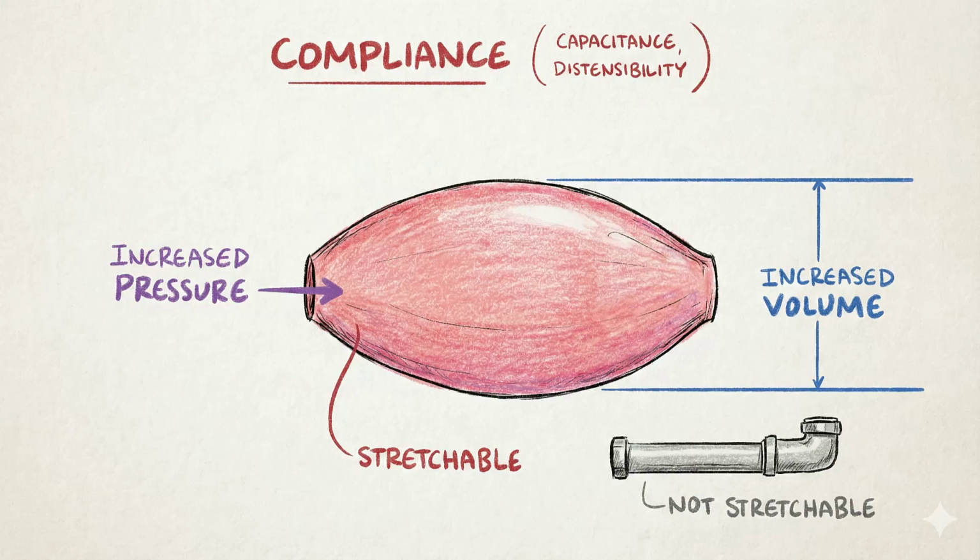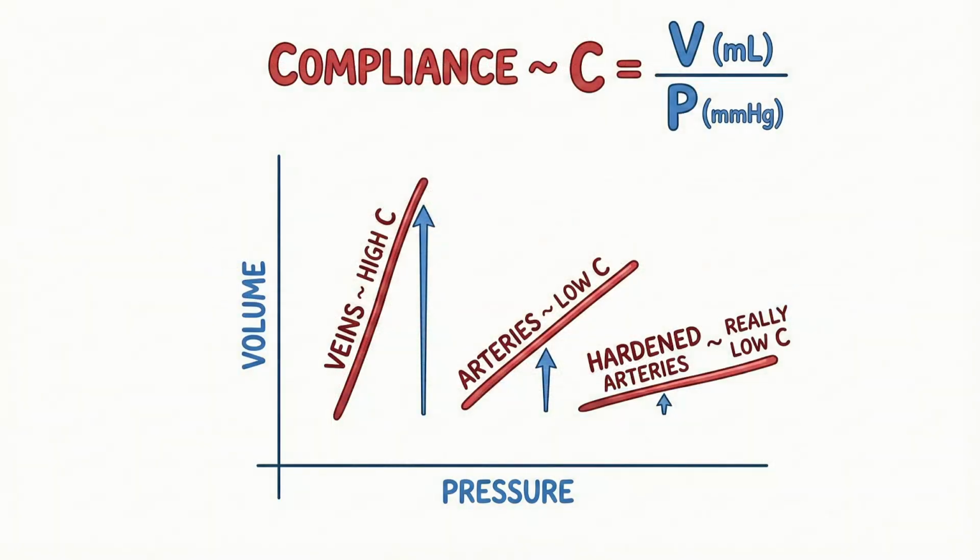So, if the pressure increases, the walls of the tube can actually stretch out a bit to accommodate a larger volume, and exactly how much they stretch out depends on their compliance. We can calculate a given blood vessel's compliance, C, by dividing the volume of blood, V in milliliters, by the amount of pressure, P in millimeters mercury, that the blood is experiencing. And so we measure compliance in milliliters divided by millimeters mercury. So we can plot out volume as a function of pressure, where the slope, volume over pressure, is the compliance.